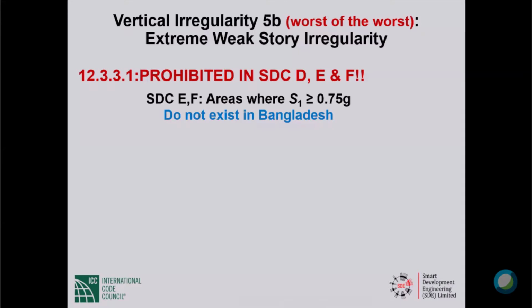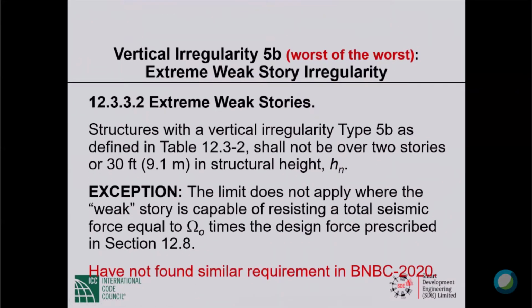5B, extreme soft story, is prohibited even in design category D. This is big. Okay, it is prohibited in design category D. I haven't checked if that is true in 2020 BNBC. I do not believe the prohibition is there, but please do check for yourself. I did not do a thorough check. AC 705 would not allow that, period, in design category D. Okay.